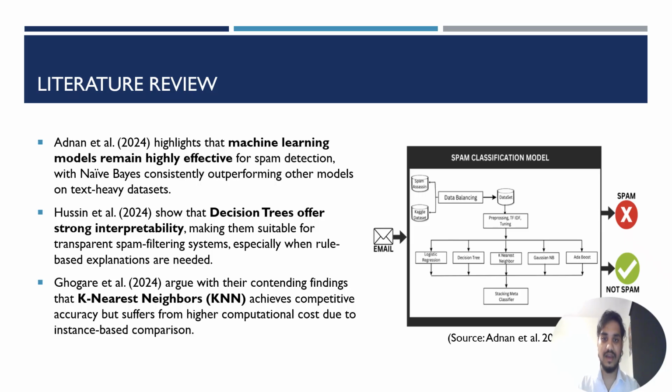Meanwhile, K-nearest neighbors is discussed by Gograge, where it can achieve competitive accuracy but faces limitations due to its high computational cost during instance-based comparisons. These studies collectively inform the comparative approach used in this project.